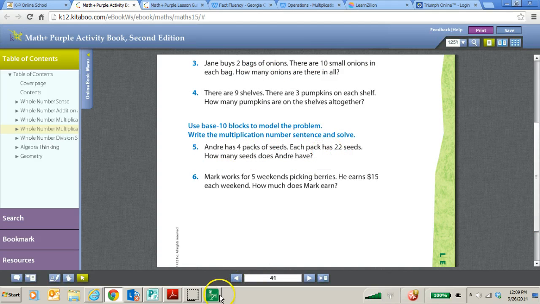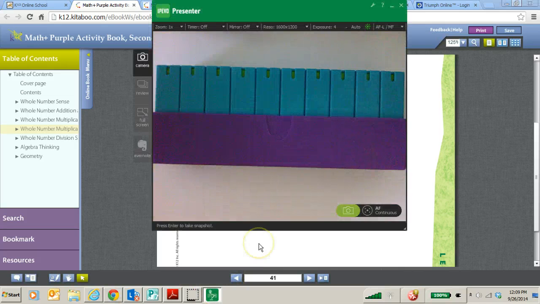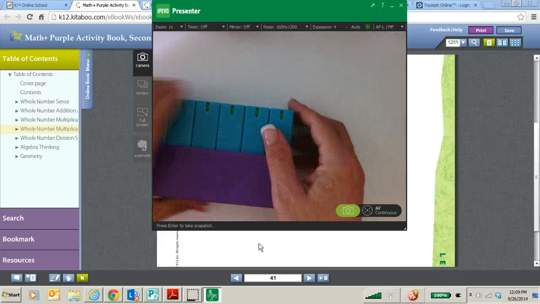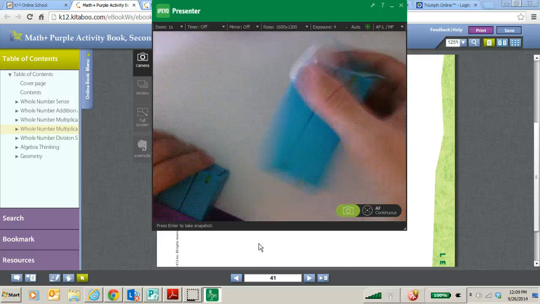So I'm going to turn on my webcam and let's work out. Andre has 4 packs of seeds. Each pack has 22 seeds. How many seeds does Andre have? So when I turn on my webcam, I'm going to show my DigiBlocks. We have 22 in each pack, and there's 4.